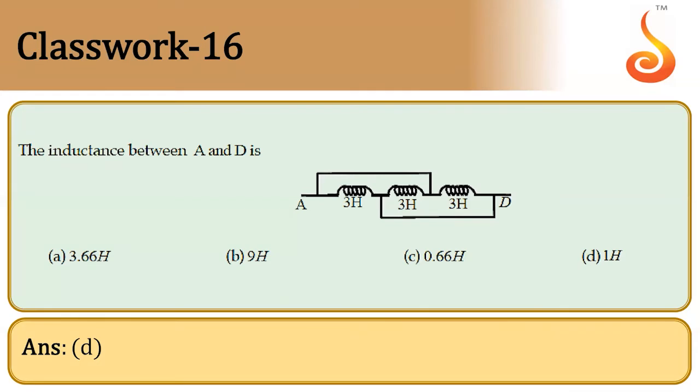The inductance between A and B, all of them are in parallel. See here, if I say the potential of this point is VA, this point is also VA. If I say the potential of this point is VD, the potential of this point is also VD. Between VA and VD, we have 3 inductors. When there are 3 identical inductors in parallel, the effective inductance is L by 3. How we do for resistors, same way we'll do. So L effective is equal to L by 3, that is 3 by 3 equal to 1 Henry. Copy that, children.